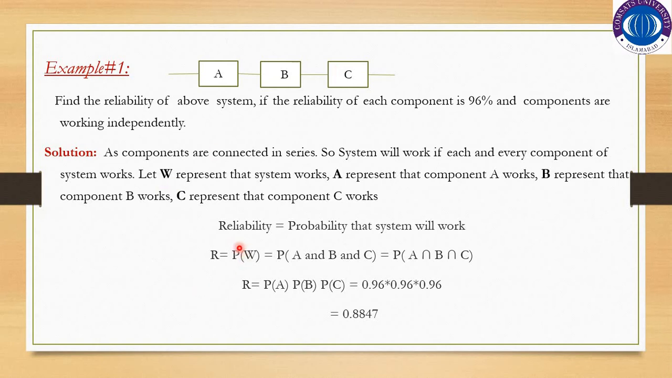So R represents the reliability. P of W, where W represents that the system works, is equal to probability of A and B and C. As we know that this is a series and they should work together in order to make the system work.